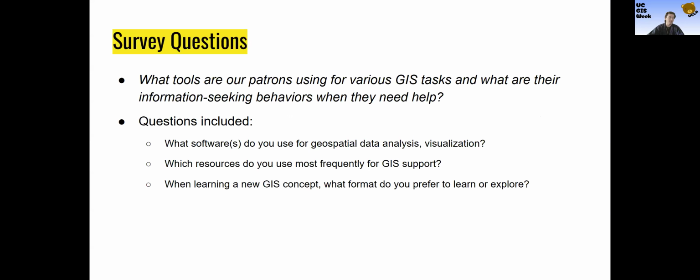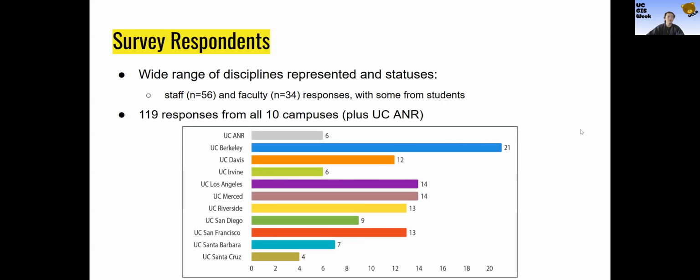So I want to talk a little bit about our survey. Some of you in this space may have actually done our survey, and if you did, we're very, very thankful. Ultimately, our survey was designed in order to try and determine what tools our patrons are using for GIS tasks, and what their information-seeking behaviors are when they need help. Some of these questions included asking about software, different resources they go to for help, and what they like to do in order to learn a new GIS concept. We had 119 respondents from all 10 campuses, which was really exciting to get everybody represented.